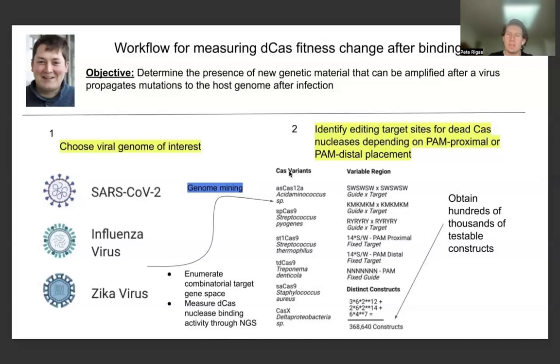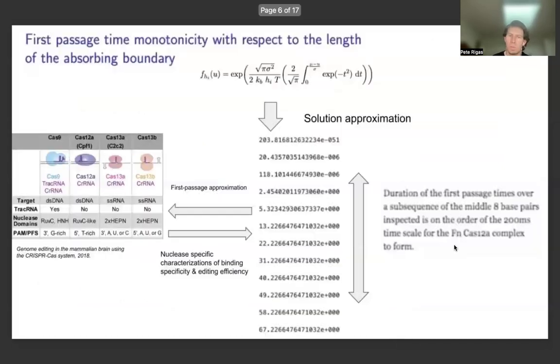So he's able to look at several different types of Cas variants, which each have their own characteristic thermodynamic control and their own characteristic thermodynamic constraints, like Streptococcus pyogenes Cas9 or AsCas12a or StCas9, as well as other variants of Cas9 and Cas-X. And he's able to generate hundreds of thousands of testable constructs from approximately 400,000 constructs.